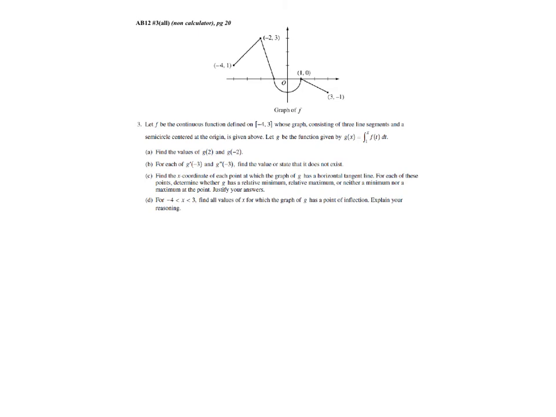All right, let's look at the next example here. Looks like an example from 2012, number 3, non-calculator. Okay, so the first thing I want to draw your attention to here is that we do have a graph of f of x, and it's made up of these line segments and a half circle, as well as this line segment here. It says f is continuous on the interval -4 to 3, whose graph consists of these 3 line segments and a semicircle centered at the origin. Let g of x be this function here, given by the integral from 1 to x of f of t.